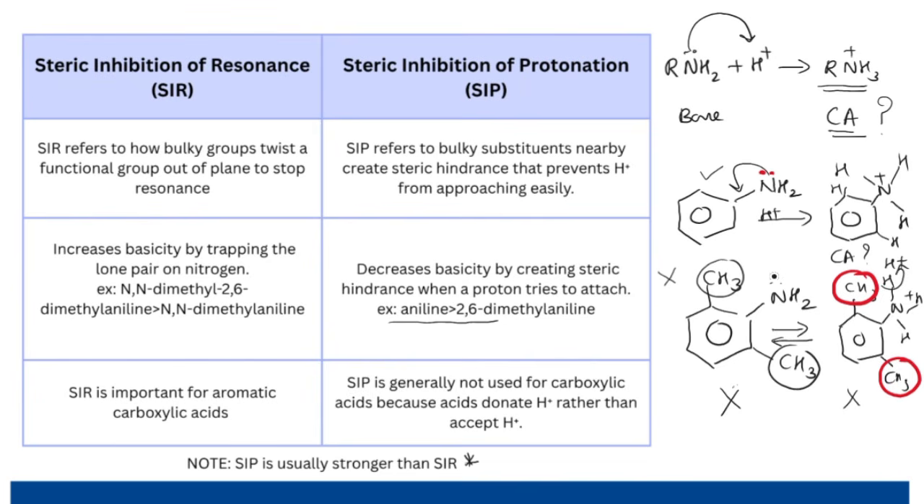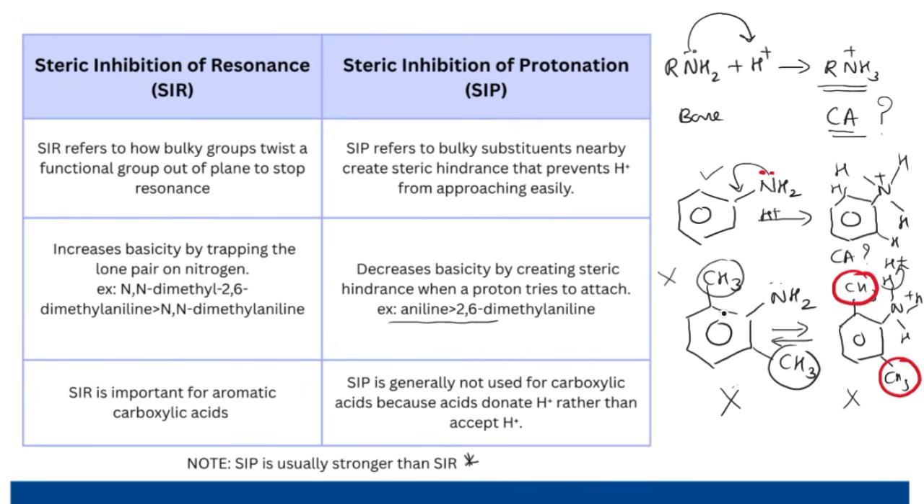Here, the lone pairs are already used up to donate the proton. So after that, what happens? It's not stable. So it's reverting. That's why SIP is predominating over SIR. That's why we consider the aniline more basic than 2,6 dimethyl aniline.